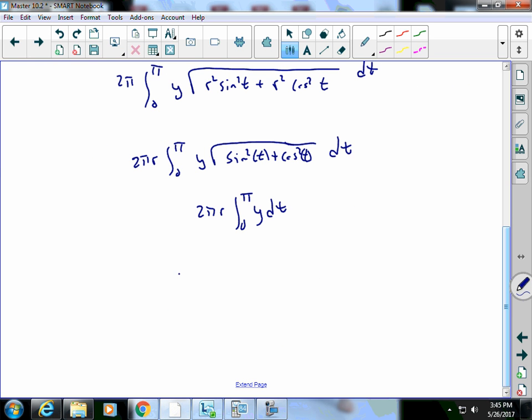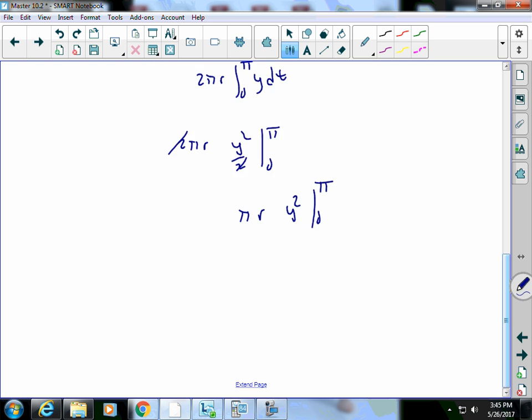I'm going to integrate 2 pi r y squared over 2 from 0 to pi. But before I do that, this 2 and that 2 will cancel. Pi r times y squared from 0 to pi. So I end up with pi r times pi squared minus 0, or pi cubed r. I think I lost a number somewhere.